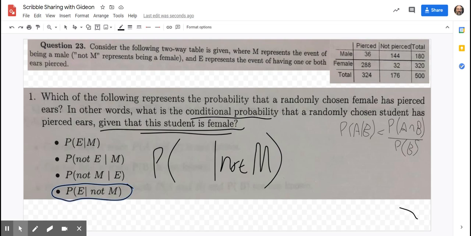So a randomly chosen student has pierced ears. We're wondering, what's the probability? That's the event we're looking for, pierced ears. What's the chance of pierced ears given female? And if we needed to do numbers, we would look at the intersection, look at the condition, and plug those numbers in from the table above, and we'd get a number. But in this case, we weren't asked for a number.